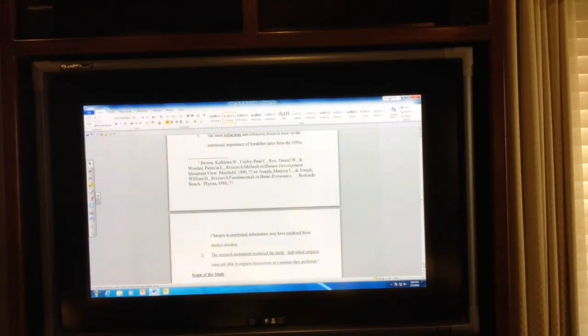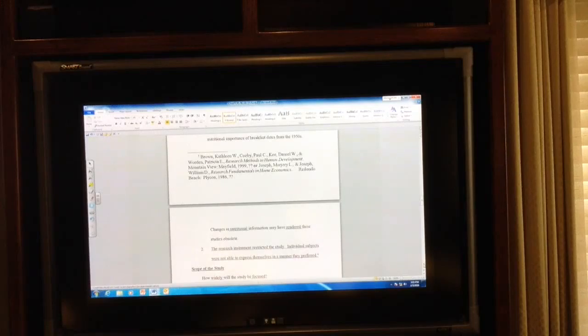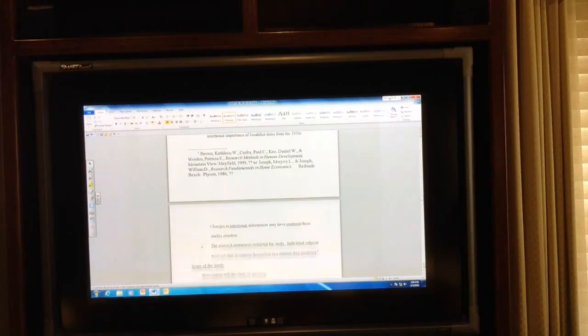The scope of the study answers the actual focus on where the study is going to be conducted. And we'll answer several questions. How widely will the study be focused? If you are going to use, for example, members of a variety of churches, then it would be limited to those churches. If you are going to limit it to Southwestern, it would be limited to just this institution.